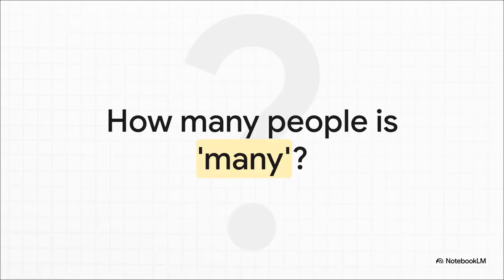To get us started, just think about this simple question. How many people is many? Seriously, what's the number? Is it 10, 100, 1,000? The fact that you can't just give me one solid number, well, that's the key that unlocks this whole topic. It shows us that meaning isn't always so clear-cut.